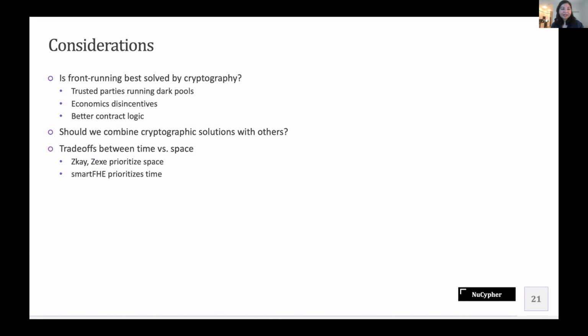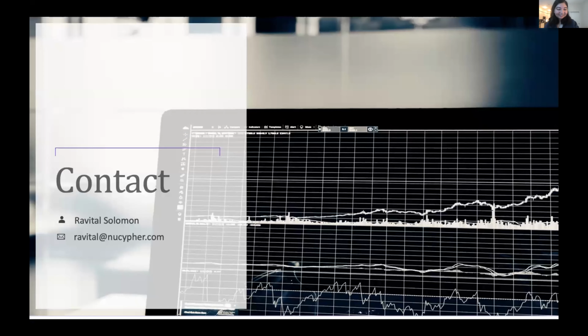And finally, just some last considerations. Is front running best solved by cryptography? I will not offer an opinion on that. There are plenty of different solutions. You could be okay with dark pools. Maybe economic disincentives make better sense. More generally, should we combine cryptographic solutions with other non-cryptographic solutions? And as we suggested before, if you choose to take a cryptographic approach, what's more important to you, time or space? And that's it.